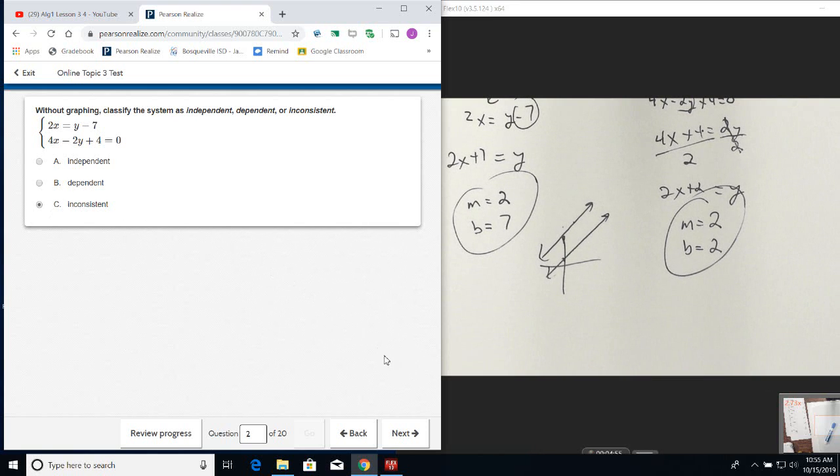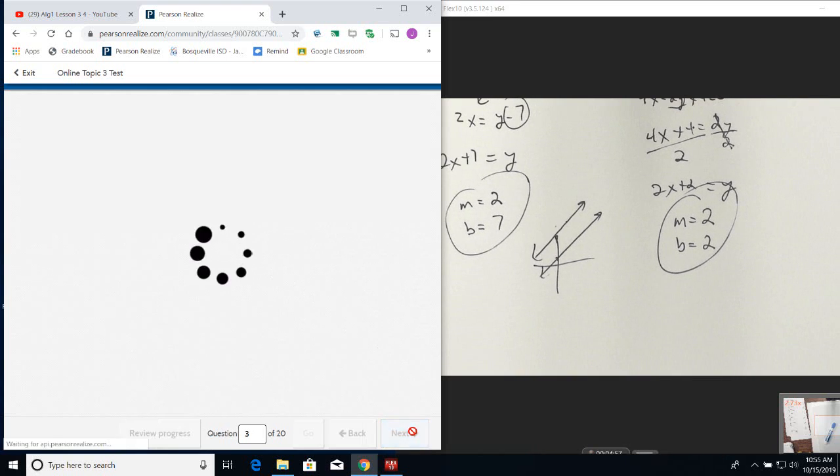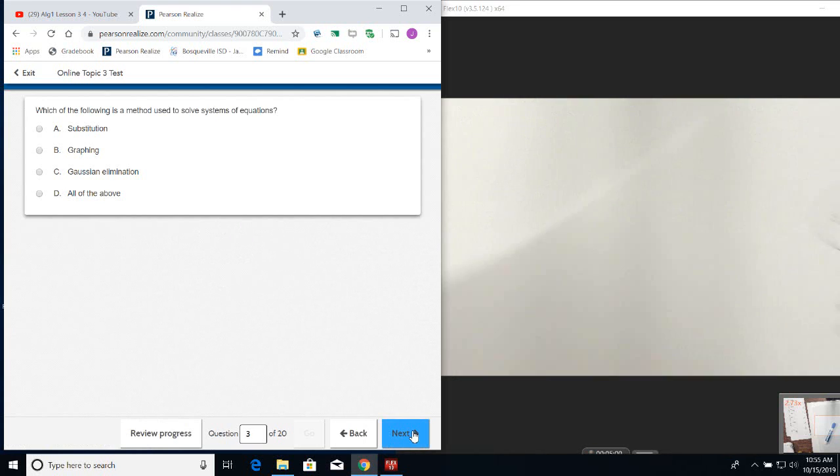C, inconsistent. Very good. All right, let's go to problem 3. Which of the following is a method used to solve a system of equations? Okay? So what all methods do we have for solving systems of equations? We have substitution, we have elimination, we have graphing, we have matrices, right? Row reduced echelon form. Okay?